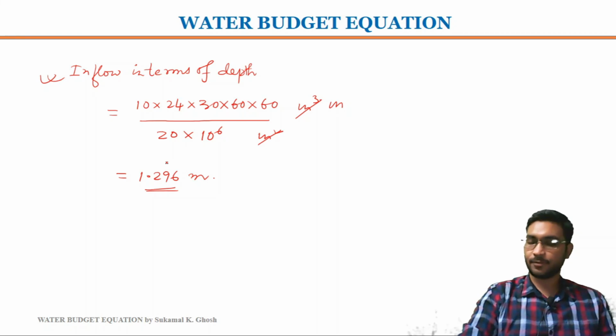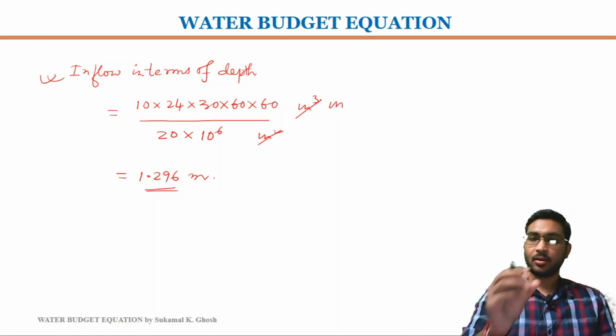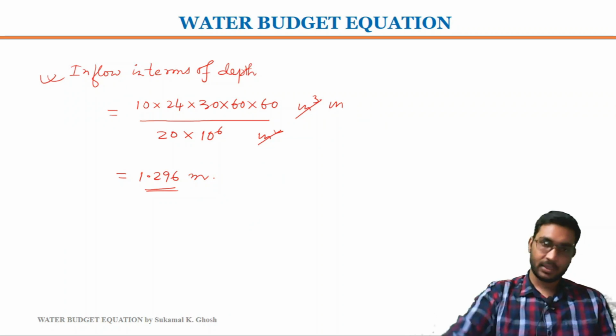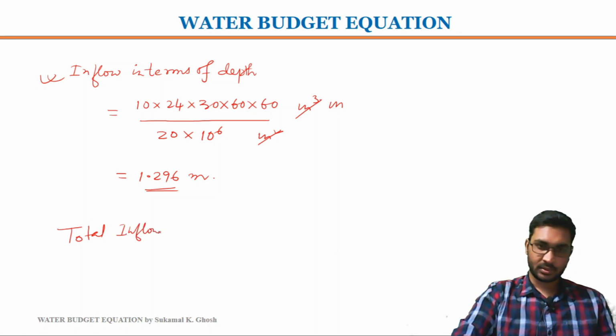So this is inflow, and the water body also has 10 centimeter of precipitation, so that will also be inflow. Hence the total inflow will be inflow plus precipitation.